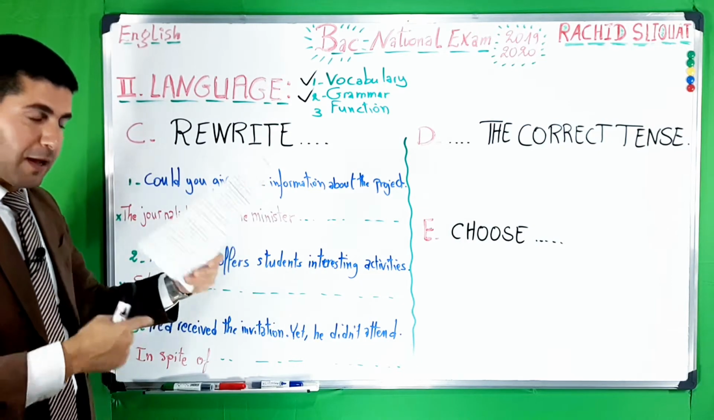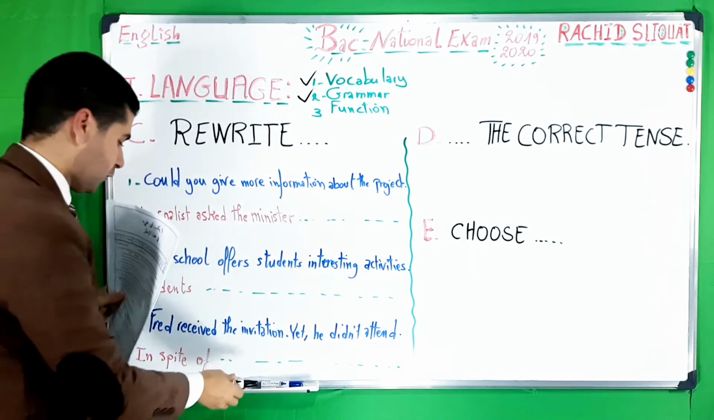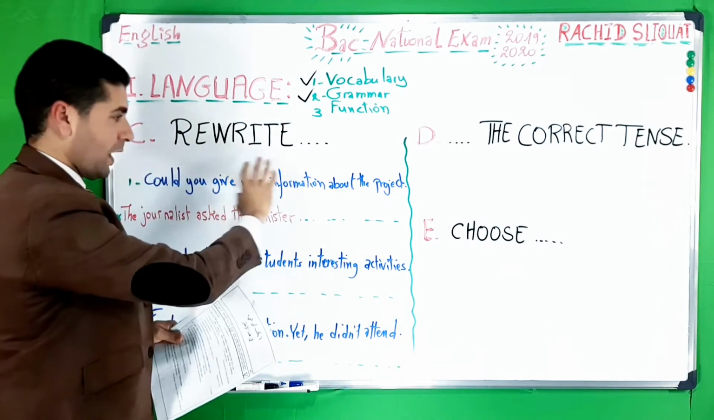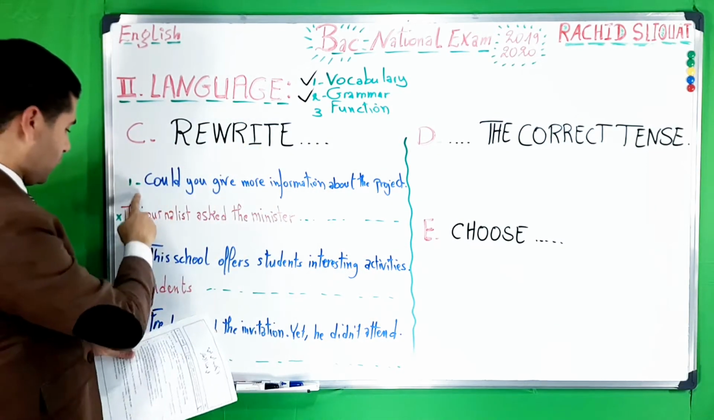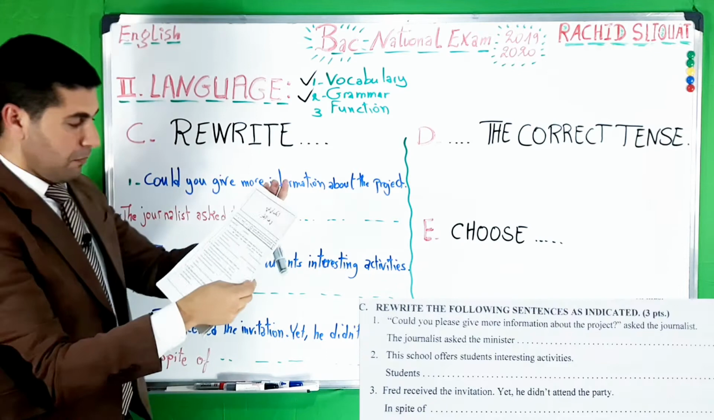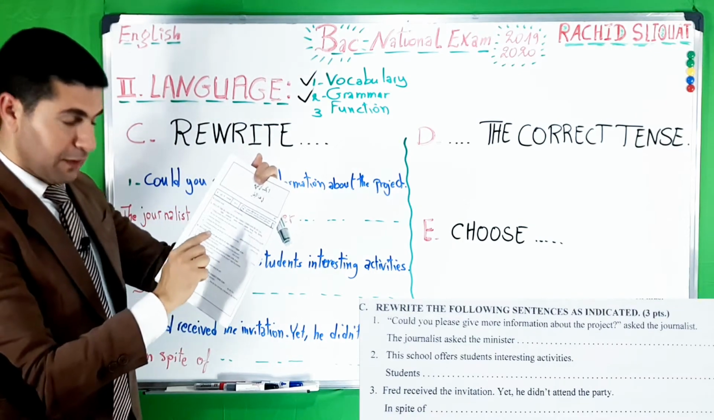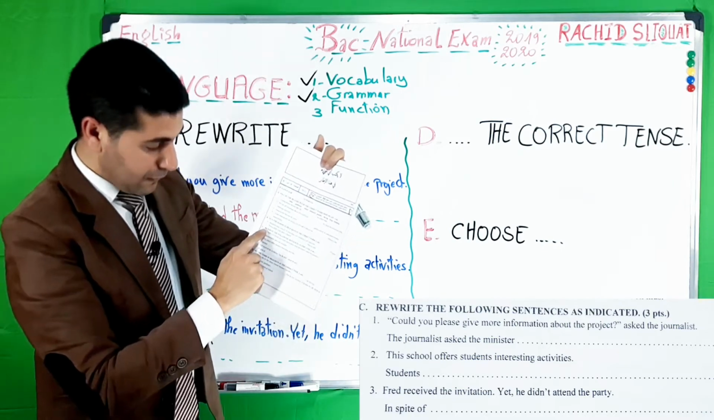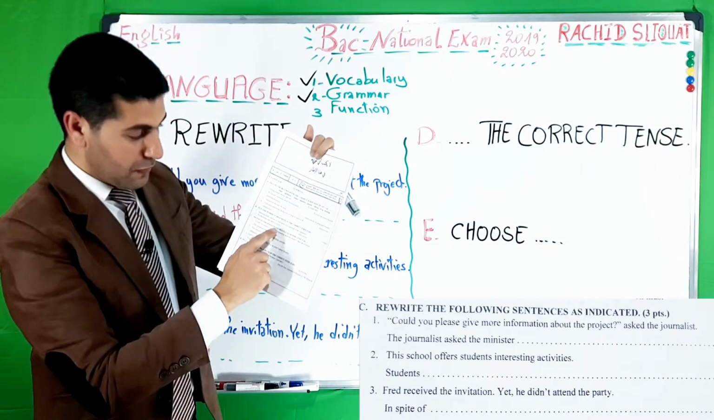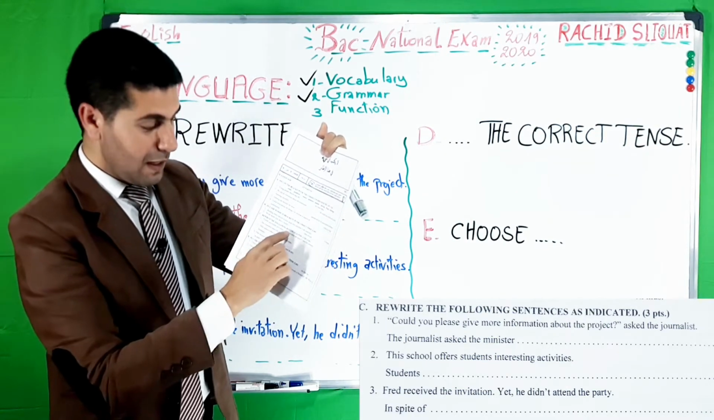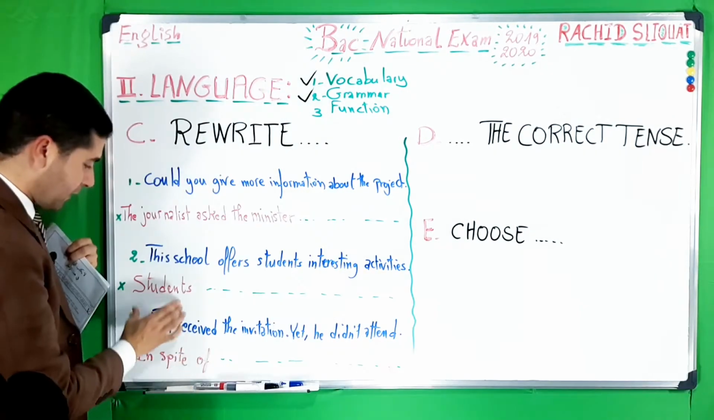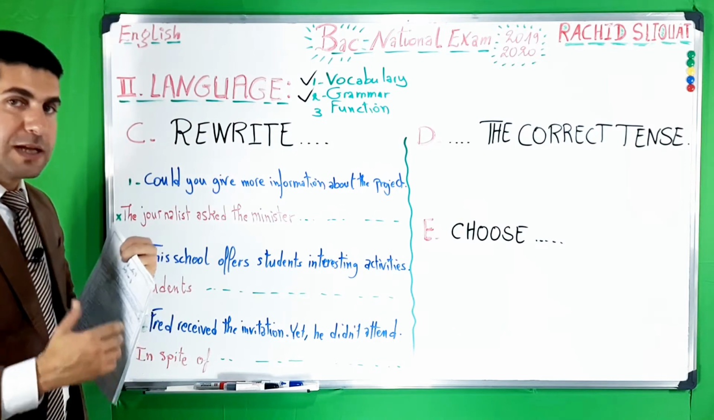So they ask you to rewrite the sentence. They give you at least 3 sentences, for example, 1, 2, 3. This is from the National Baccalaureate Exam of 2020, as I said. So here, as you can see in exercise C, they ask you to rewrite the following sentences as indicated or as suggested. All right, this is the indication or the suggested expressions.